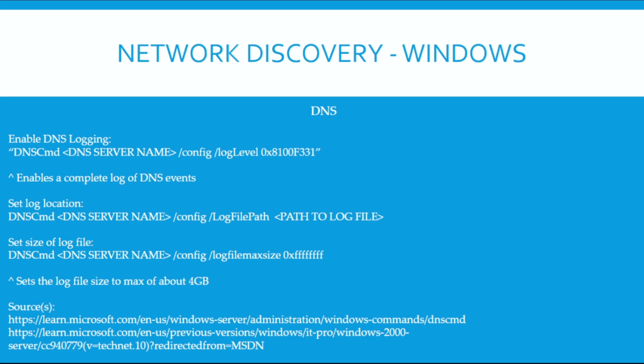So here we have how we can enable DNS logging via the command line, and how we can set the log file path and the maximum size that the log file can get. Because DNS is constantly running in the background, you don't want that to continuously build, so you want to set a static size for that. We'll do that at about 4 gigabytes here. And below we'll see the source documents on how to enable the logging on your server. So let's head over to the lab, check this out.